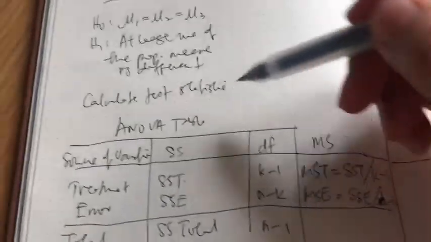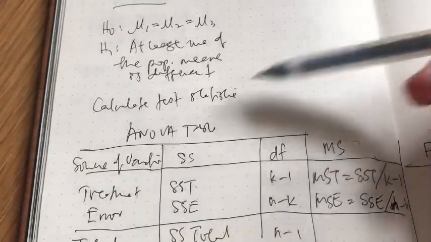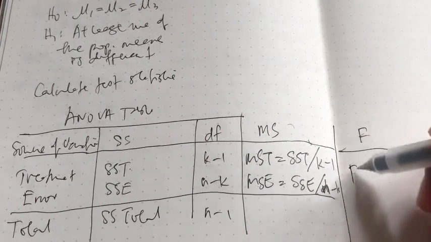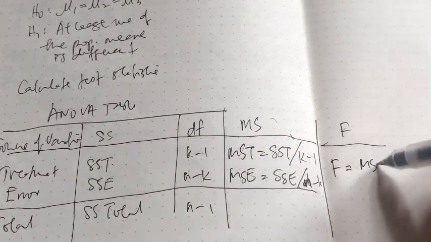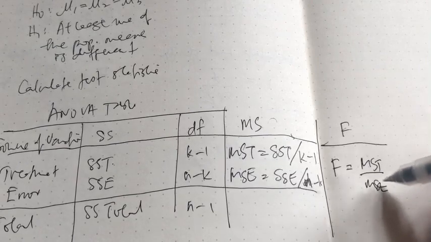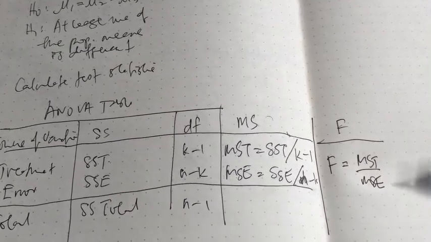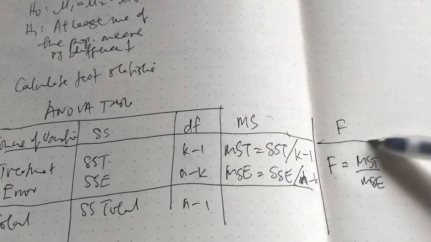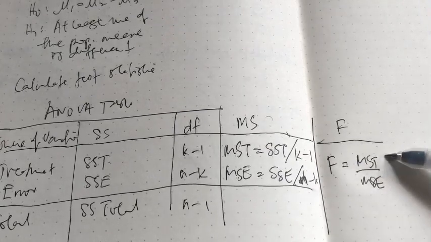Remember, this is the objective of why we're doing all this, to get the test statistic. The F is basically simply MST over MSE. And just like before, because it's the F distribution, you have to make sure that the bigger value is at the numerator.